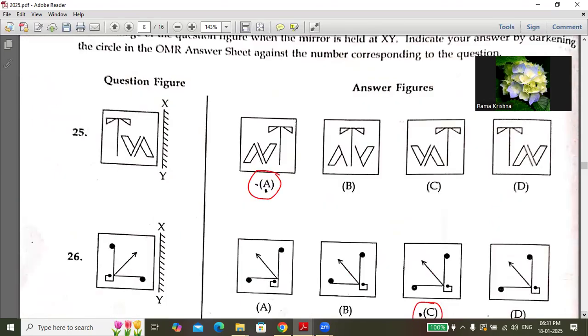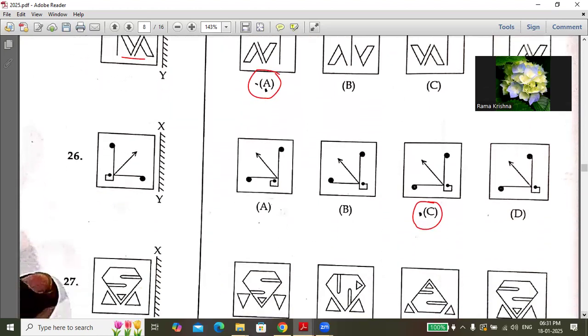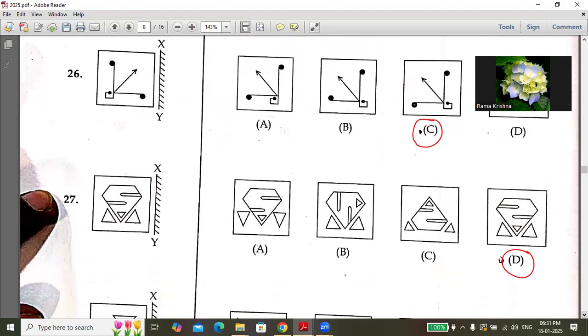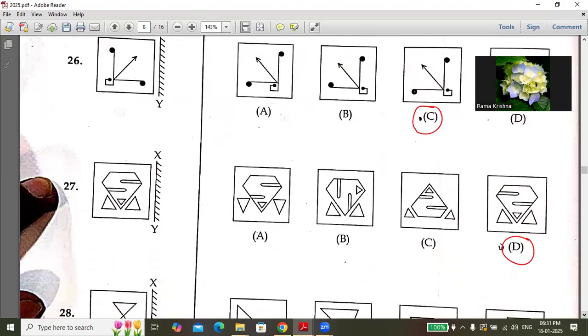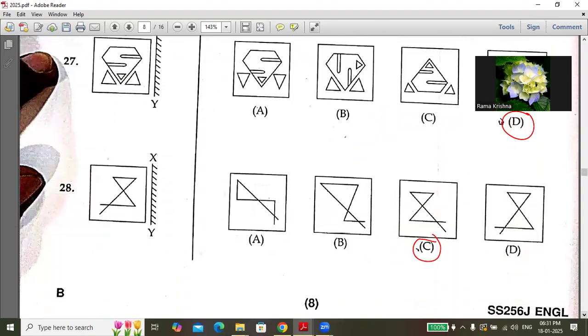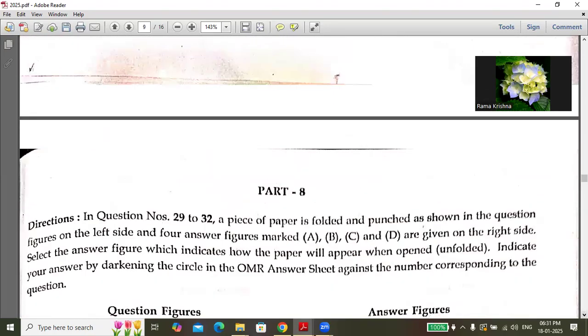Next. Mirror images. So by elimination of wrong options, you can find out. Here you see this is a mistake because these two are near to the mirror, but you see here one is on this side, one is on that side. Like that, if you eliminate the answers, A is the correct answer. Next, 26, C is the correct answer, and there is a mistake in everything: A, B, D. You can check that. Next, 27, D is the correct answer. Next, 28, C is the correct answer.